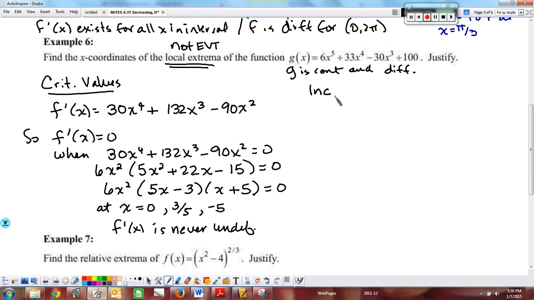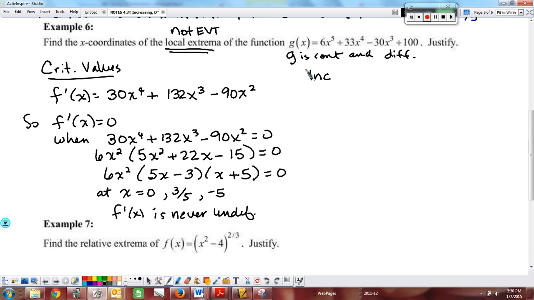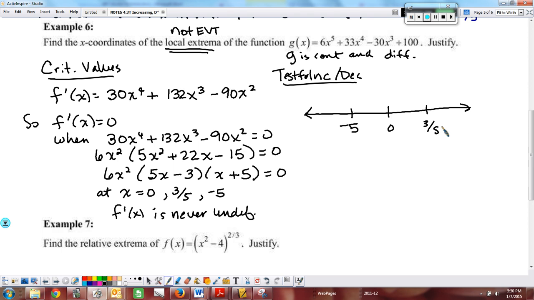So now we're going to do our test for increasing, decreasing, just like we did up here, using our sign chart. Put on our critical values, negative 5, 0, and 3/5. And you do realize that when I do this, scale is not a concern. Okay, we look at our derivative. We know our derivative was 0 in these locations. We determine where our derivative is positive or negative.